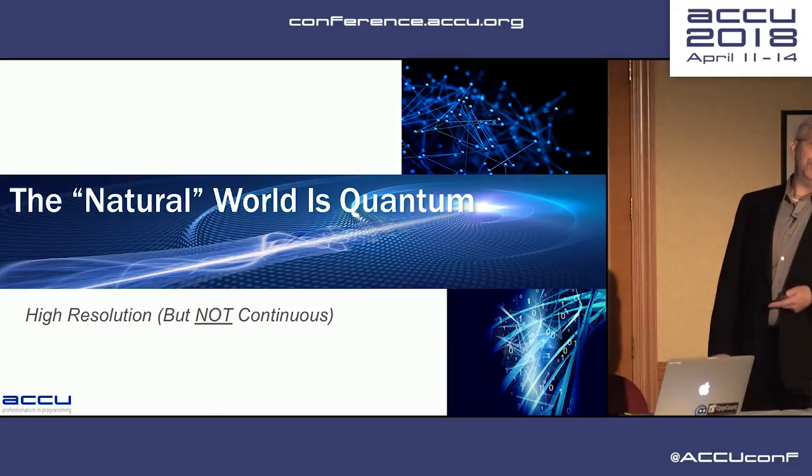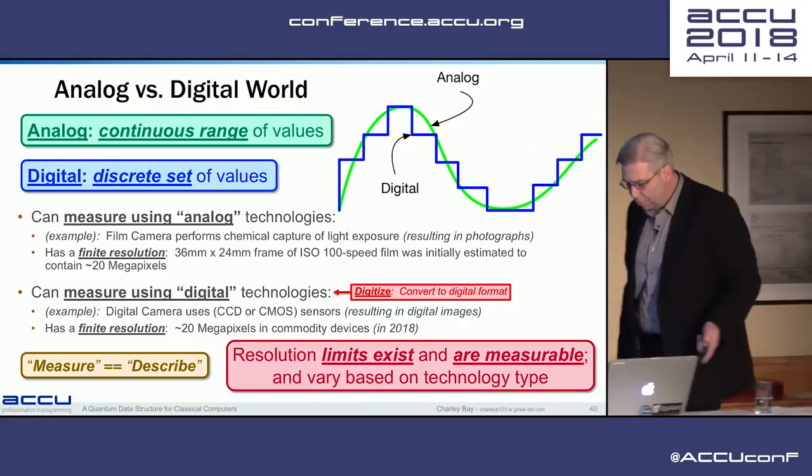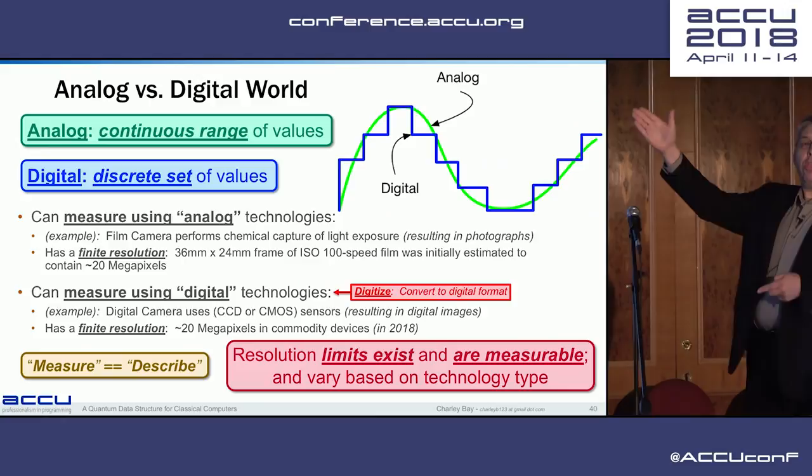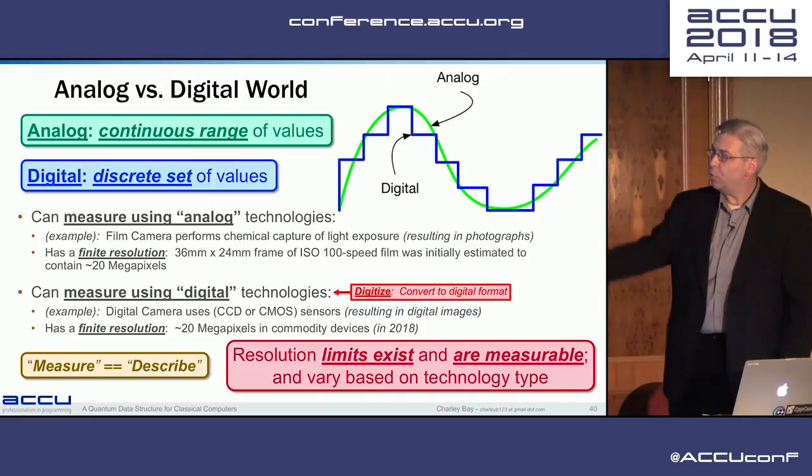The natural world is quantum. So we've heard this, and sometimes they talk about it in school, but the analog versus digital, we're aware of this. There was a lot of this when we cut over from vinyl to digital music, and now vinyl's coming back. But analog was that continuous range. Digital was that discrete set. And there's a mapping, and there's a lossy transform, and there's all kinds of funny math we do to try and manage this. But a resolution limit always exists.